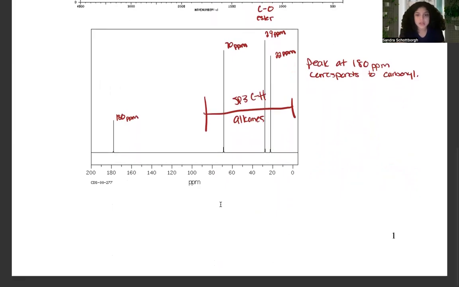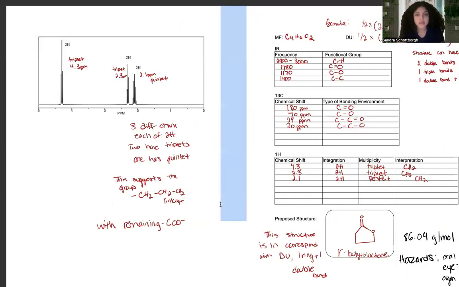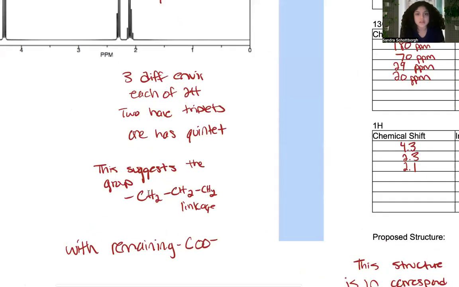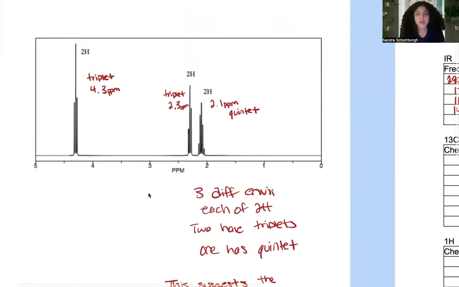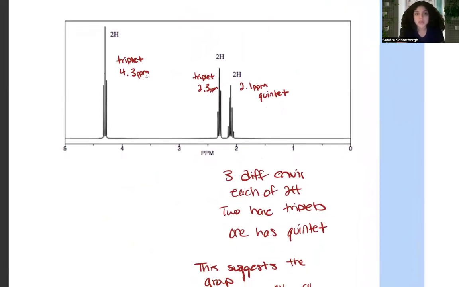And if we take a look at the 1 hydrogen NMR, we'll zoom in here first. We can see that there is a triplet at 4.3 ppm with an integration of 2H, as well as another triplet at 2.3 ppm with an integration of 2H as well. And lastly, we have a quintet at 2.1 ppm with an integration of 2 hydrogens as well.